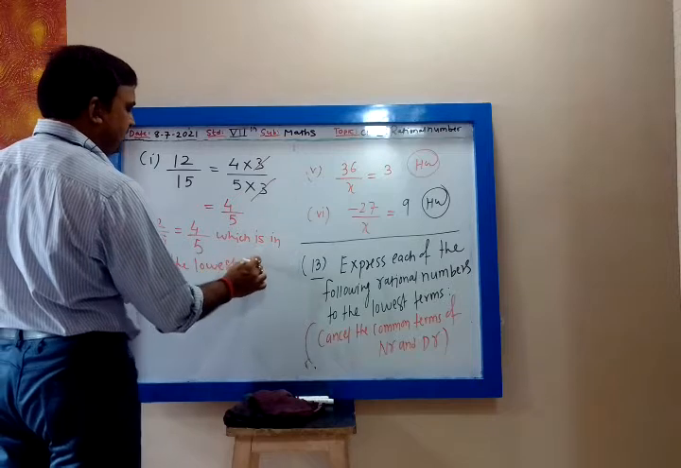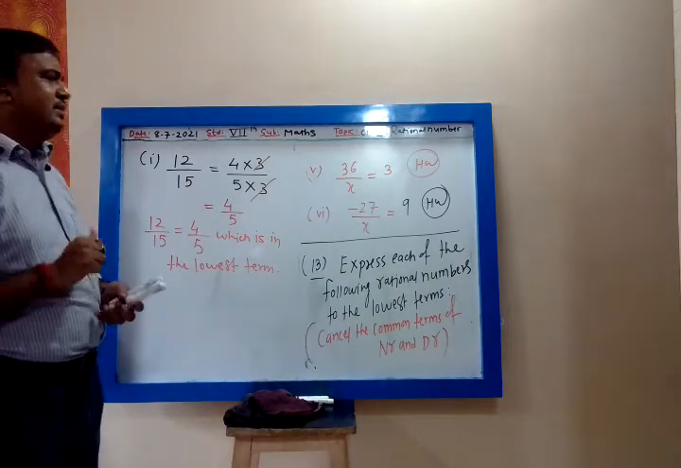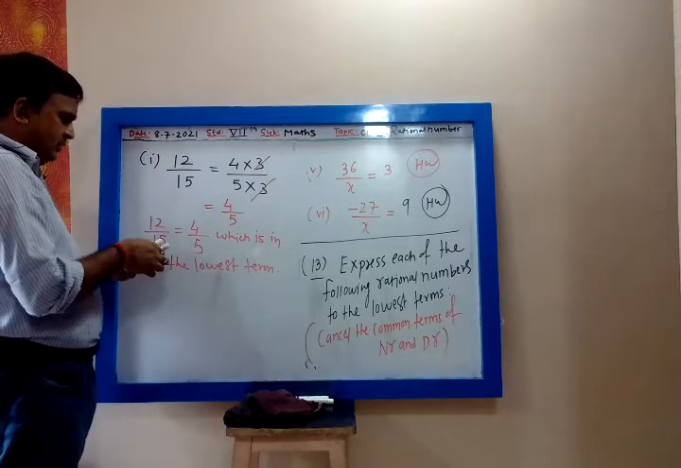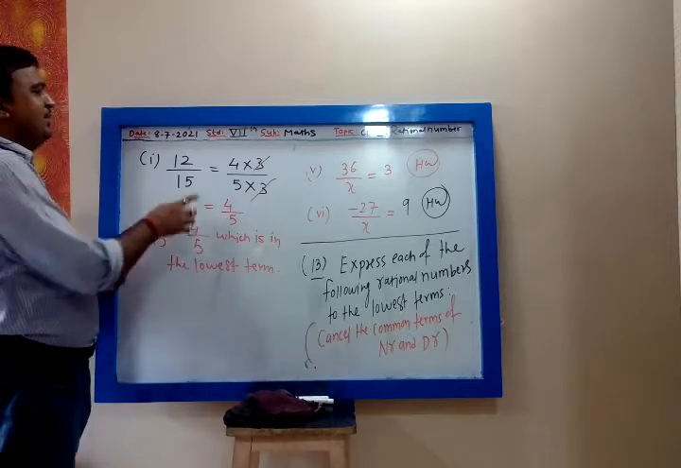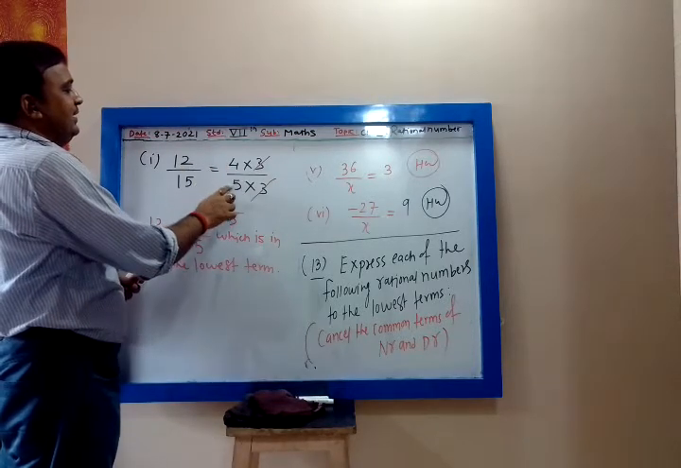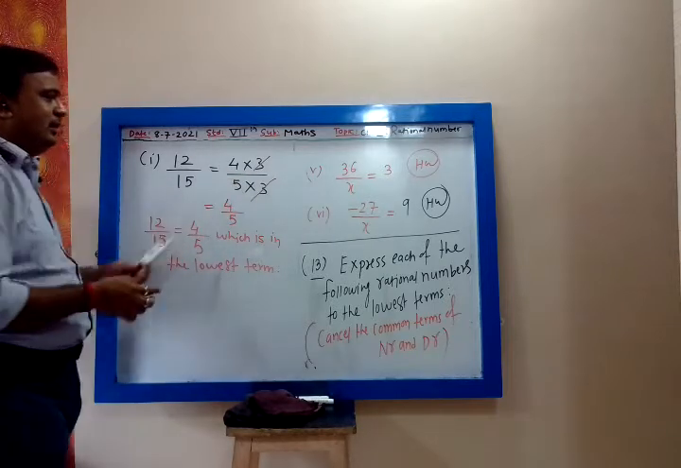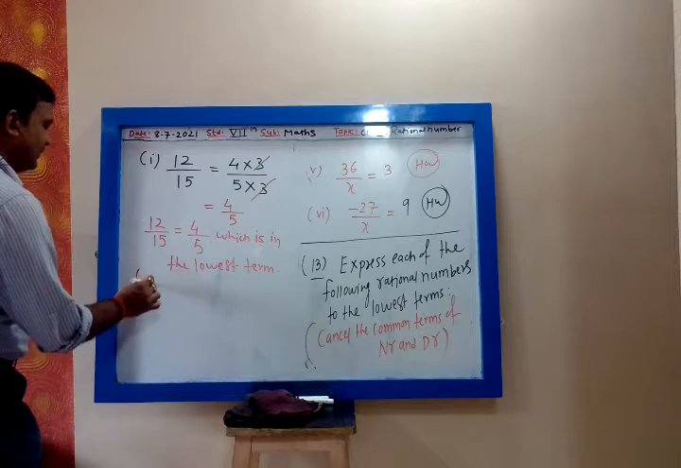Yes, ask the doubt. What normal cancelling do you want to do? Tell me. That is what I have done, my dear. 12 I have written as 4 into 3. 15 I have written as 5 into 3. 3 and 3 get cancelled. 4 upon 5. You have to show the calculation. You can do it directly, but you should show the cancellation.